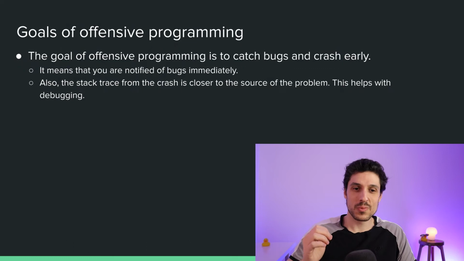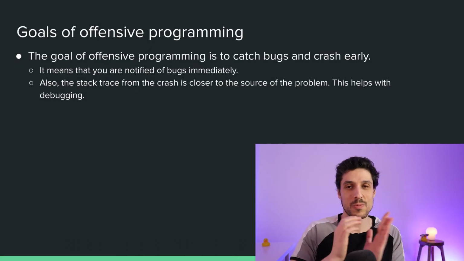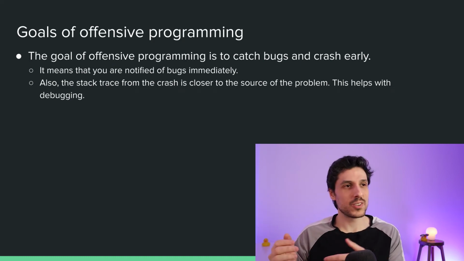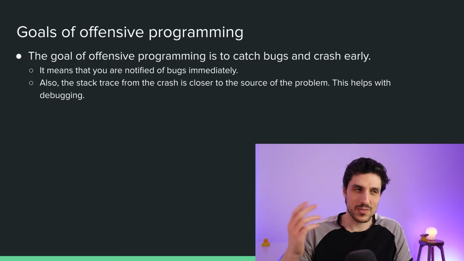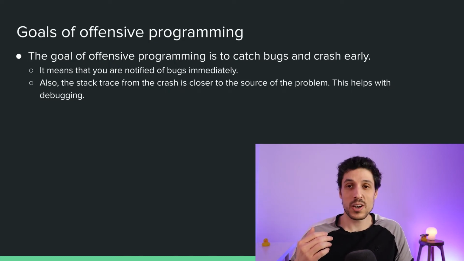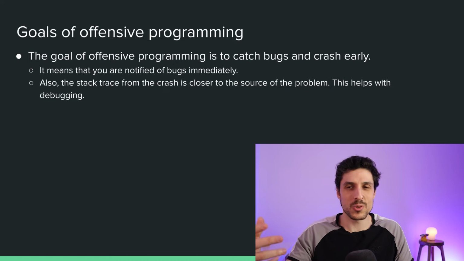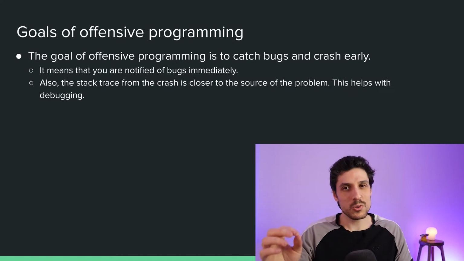Next, we move on to offensive programming. So with offensive programming, the goal is to catch bugs as early as possible and to crash the program immediately. And that's very useful because, well, primarily it's explained in the other video how to respond to errors, right? But just very quickly, it means that you're notified of bugs straight away and that the stack trace is also closer to the cause of the error and is more useful and things like that. So that's the goal.